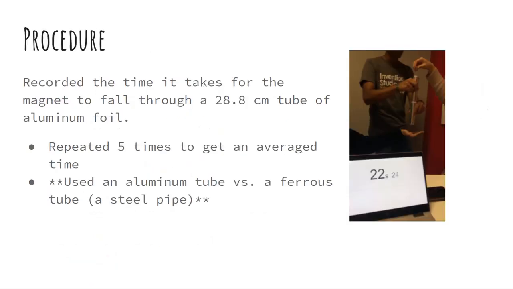The experimental procedure for this lab was fairly simple. Using the help of my fellow classmates, I recorded the time it took for a bar magnet to fall through a 28.8 centimeter tube of aluminum foil. I repeated this 5 times to get an average value. It's important to note that I used an aluminum tube instead of a steel pipe because a steel pipe would create its own magnetic field that would interfere with the magnet falling through the pipe.